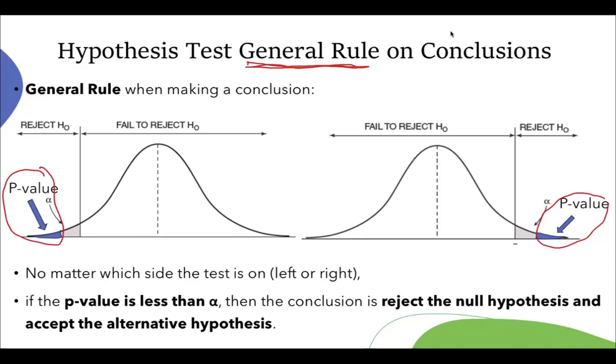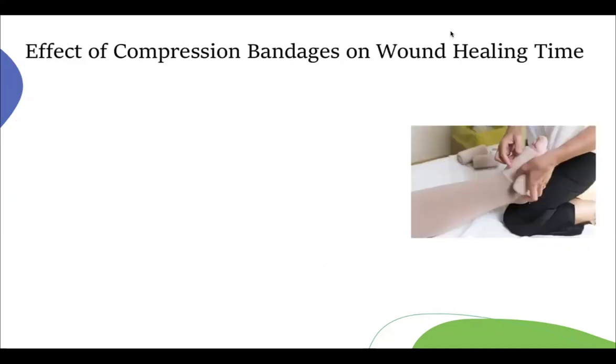So if alpha is 0.05, it doesn't matter if it's up here with this test on the right or down here with this test on the left, you still want that p-value to be smaller than 0.05 in order to reject the null hypothesis. Okay, so back to this problem.